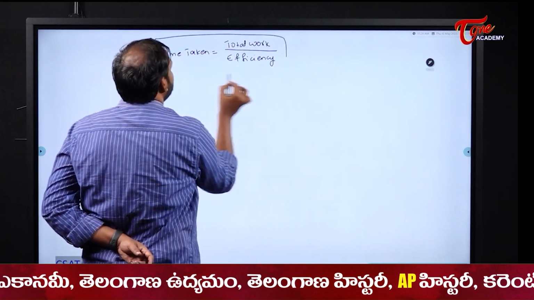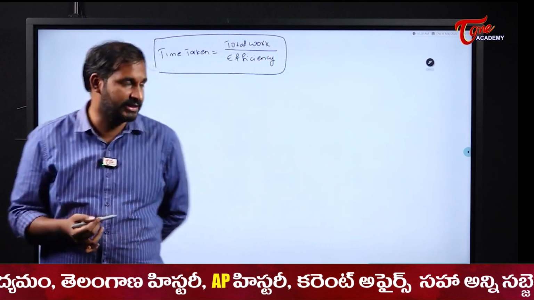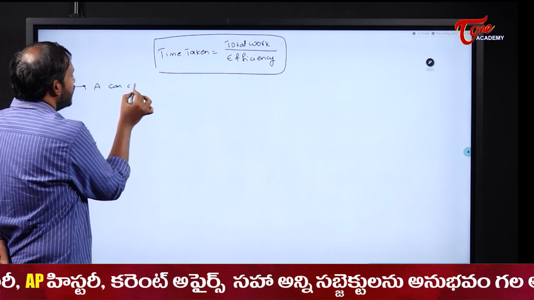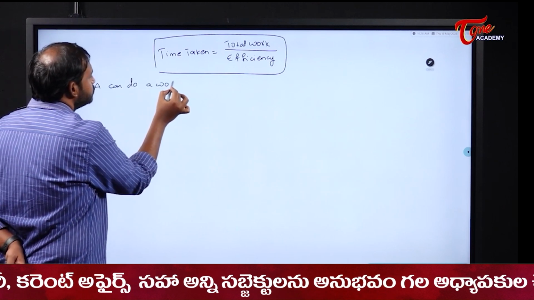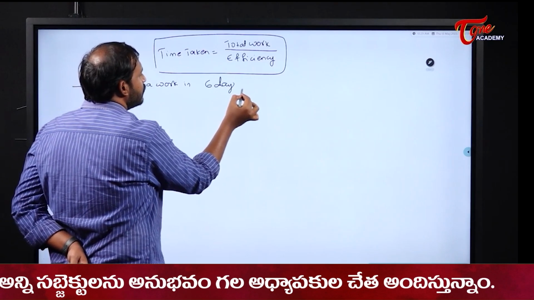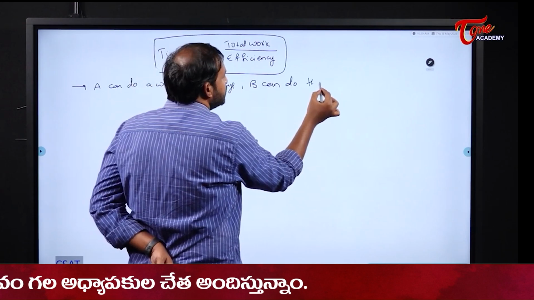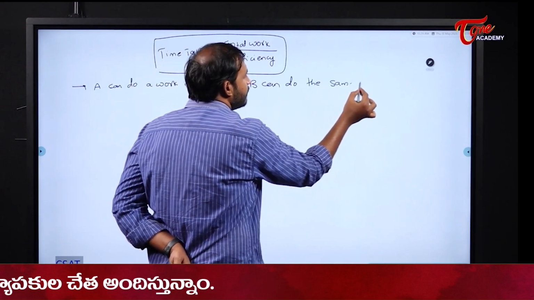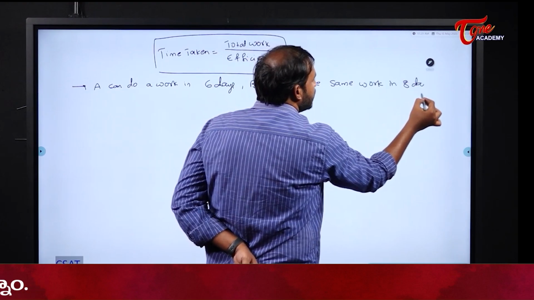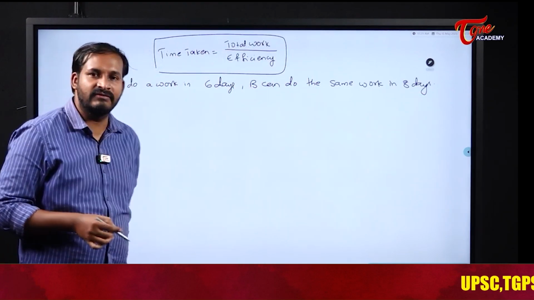In our concepts, how will the question generally come? We will see that first. A can do a work in 6 days, B can do the same work in 8 days. Working together, they finish the work in how many days? That is the question.